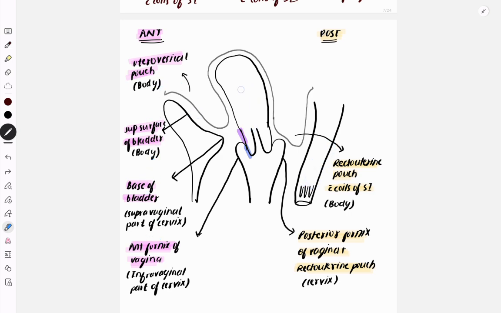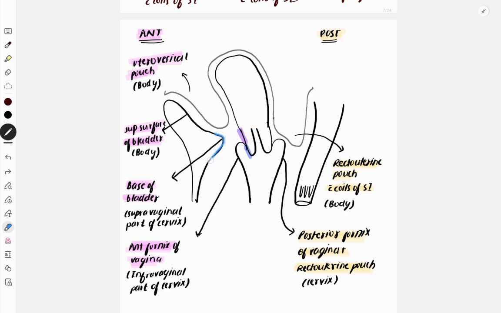The first relation which is present anterior to the uterus is the uterovesical pouch. So this is the uterovesical pouch, present between the uterus and bladder. The second one is the superior surface of the bladder, not the complete bladder, just the superior surface of the bladder, which is situated anteriorly to the anterior surface of the uterus.